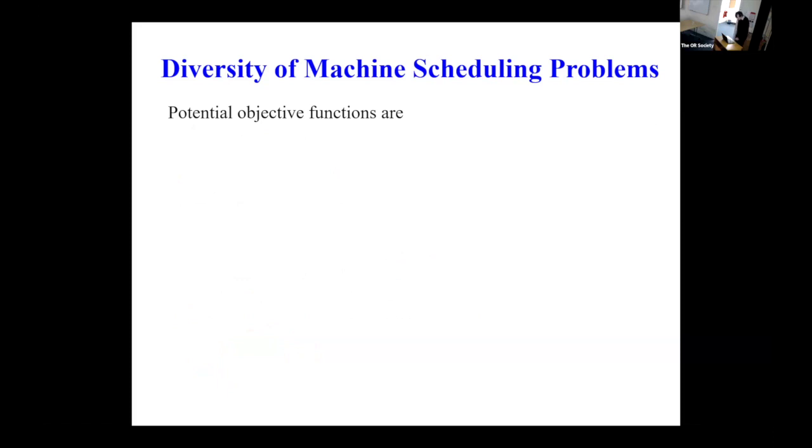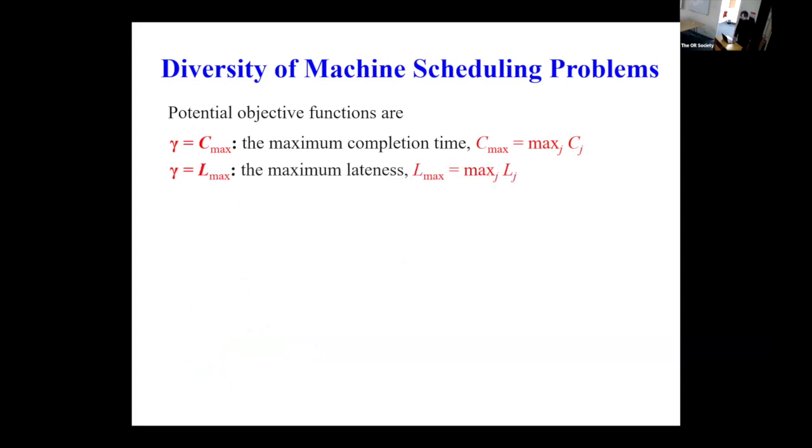Okay, so the potential objective functions that are normally considered. The maximum completion time is an obvious one. You want to get all the work done as quickly as possible. You want to avoid one customer being particularly upset by having a large lateness, so you try to make the maximum lateness as small as possible.